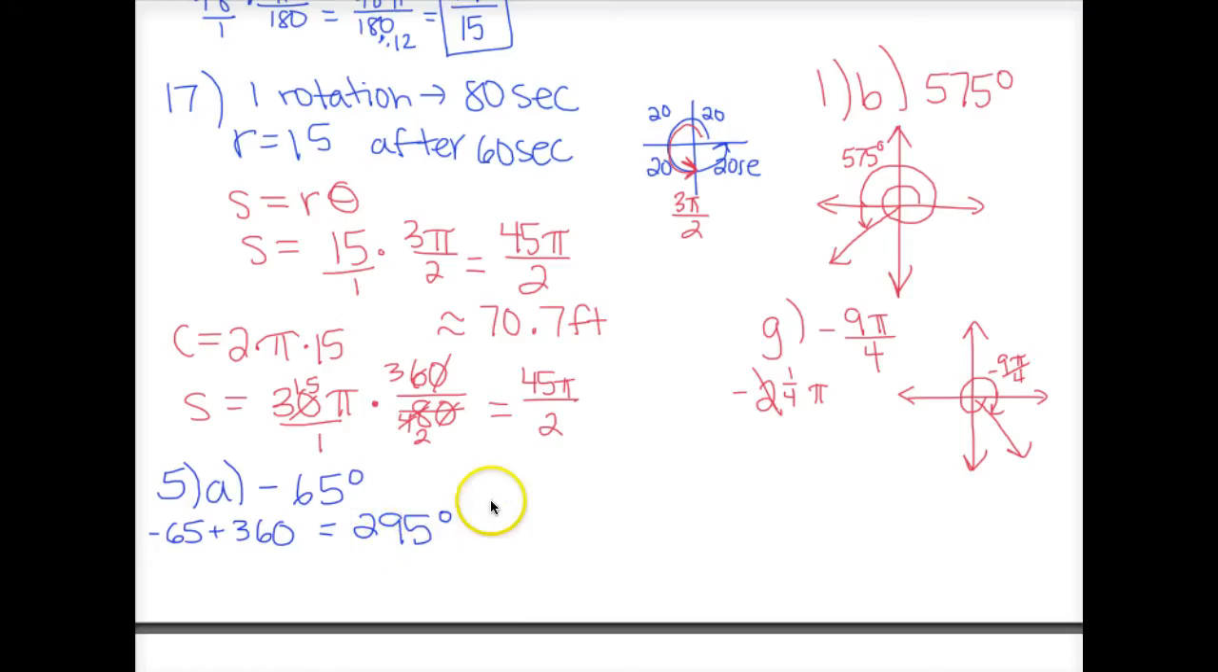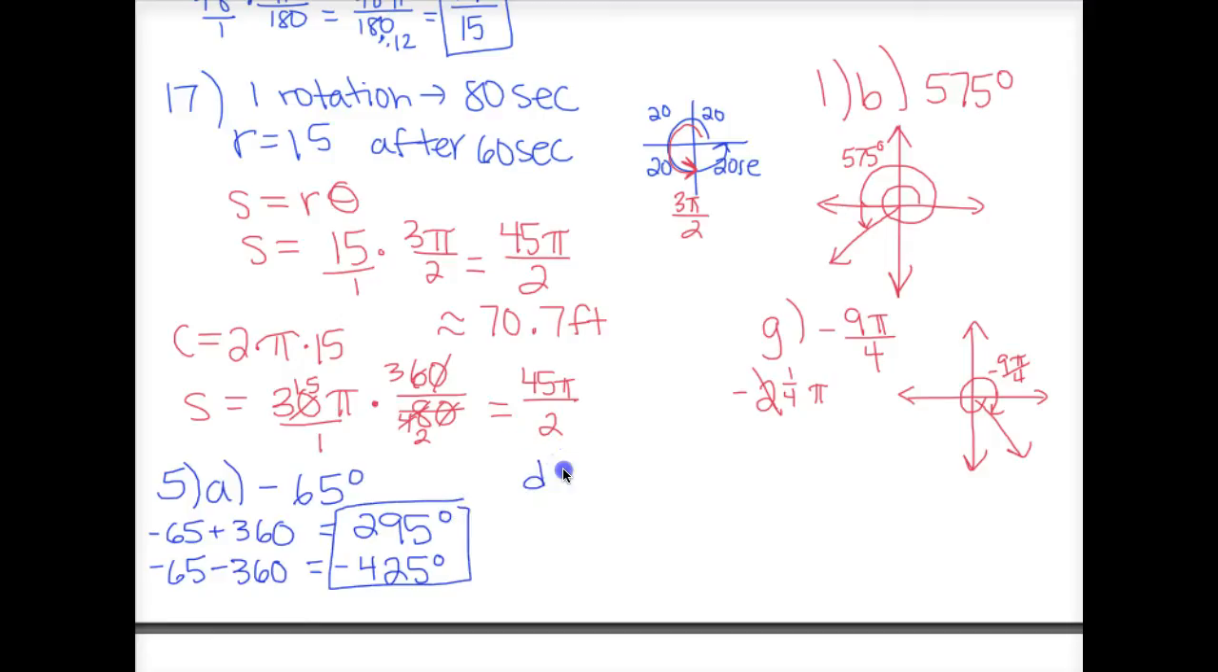Now again, you could keep adding 360 if you want. 295 plus 360 is also a valid answer. I just usually list the first ones. So I also need, according to the directions, a negative coterminal angle. So I'm going to take negative 65 and I'm going to subtract 360 degrees. And that gives me negative 425 degrees. So there we go for our answers for 5A.